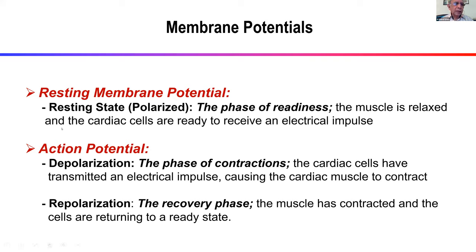The second one is the action potential, which has got two parts actually. One is depolarization. We can call this a phase of contraction. The cardiac muscles have transmitted an electrical impulse, causing the cardiac muscle to contract. This is the initial part. And then the second part is relaxation. We can call it the recovery phase. The muscle has contracted and it goes back to its ready state, which means the polarized state or the resting state.